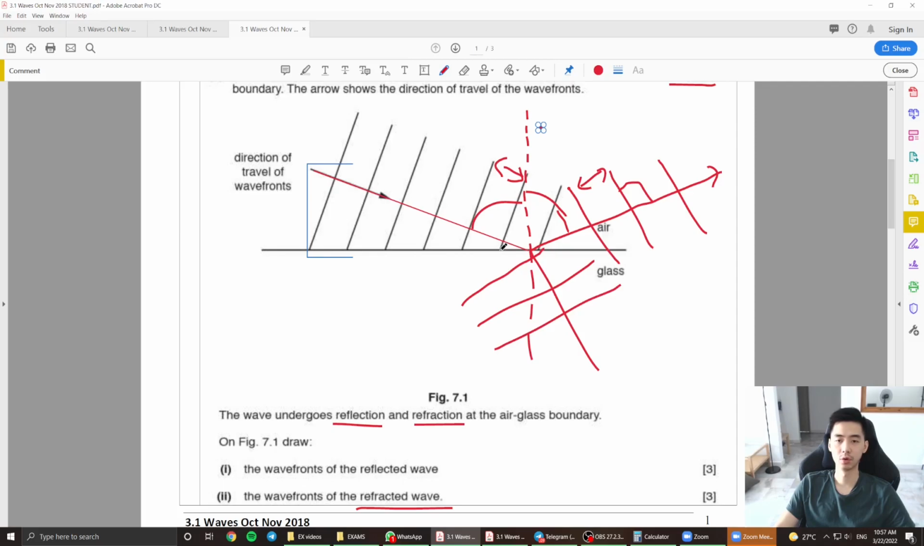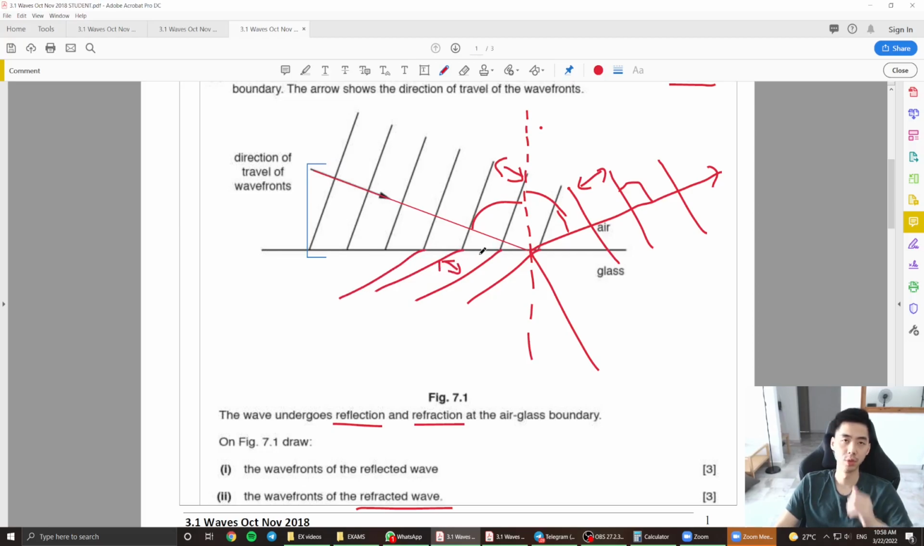You can just draw something like this, making sure that they are all parallel to each other. You'll notice that the wavelength is going to be shorter. This is for sure, because as the speed decreases, the wavelength is going to decrease as well. So you can just complete this as well.